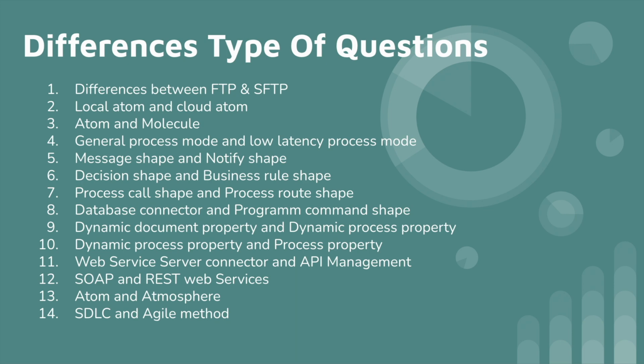And Atom and AtomSphere differences. So same way, first you can tell what is atom, after that what is AtomSphere, and then differences between the atom and AtomSphere. And next, SDLC and then agile method differences. So SDLC is nothing but software development lifecycle. So we can tell the main differences between the SDLC and agile method. Yeah, so these type of questions you will get from differences.